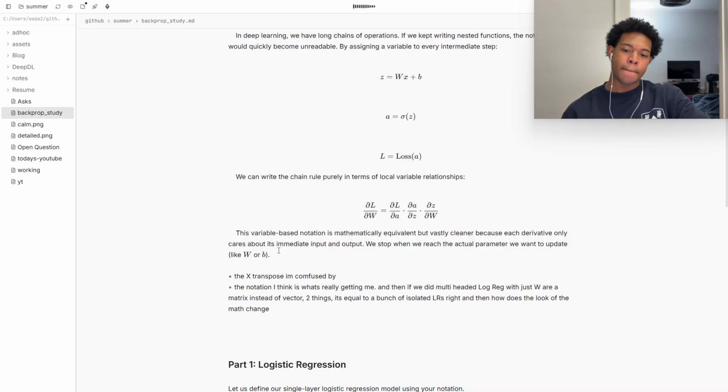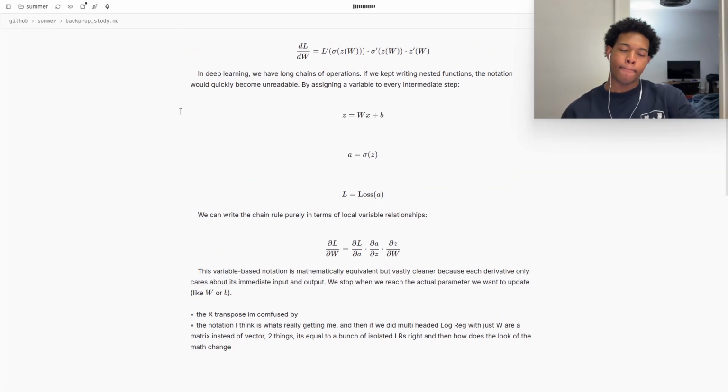To build a solid intuition, we must look at the dimensions of our variables. In our logistic regression setup, the weight matrix W is a row vector of size 1 by D, and the input X is a column vector of size D by 1. When we multiply them, we get a scalar Z. When we take the derivative of a scalar, like the loss, with respect to a vector or matrix like W, we want the gradient to have the exact same shape as the original variable.